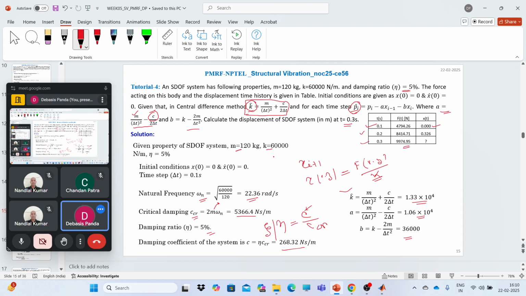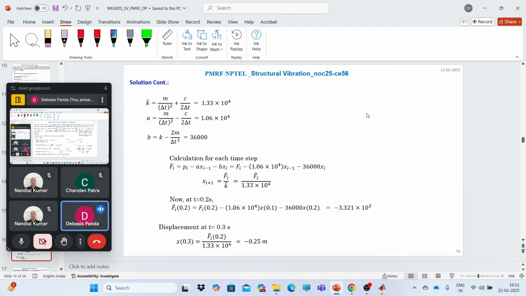Okay, so whatever we have done, we have calculated k effective, A and B. Now once we have A and B, we can easily calculate the force at different time points. So on the next slide, we calculate the force at each time point. Fi is nothing but Pi minus A x(i-1) minus B x(i). So A, B we have already calculated. The initial conditions are already provided. So that comes as this.